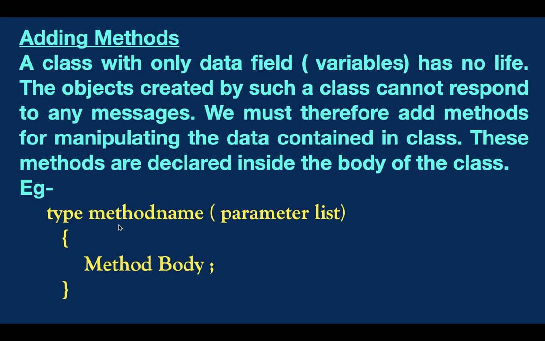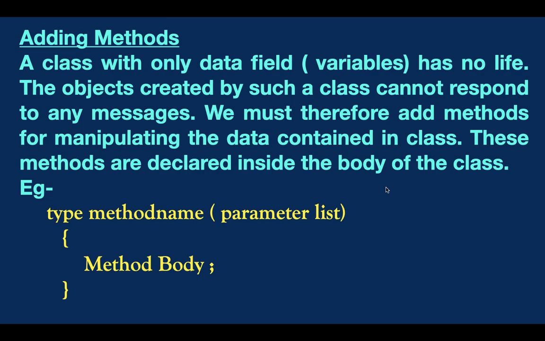Now, how to add methods? A class with only data fields, that is variables, actually has no life. It means if I have a class with only variables, it won't do anything. The objects created by such a class cannot respond to any messages. We must therefore add methods for manipulating this data, basically the variables. These methods are declared inside the body of the class. So, if I have a class with only variables, that is not going to do anything.